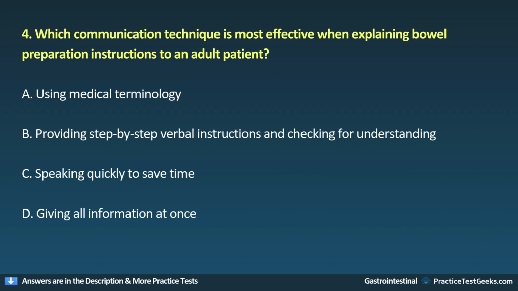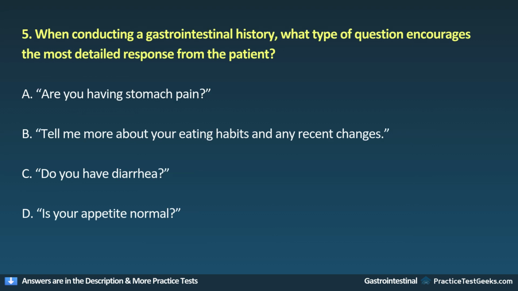4. Which communication technique is most effective when explaining bowel preparation instructions to an adult patient? A. Using medical terminology. B. Providing step-by-step verbal instructions and checking for understanding. C. Speaking quickly to save time. D. Giving all information at once.